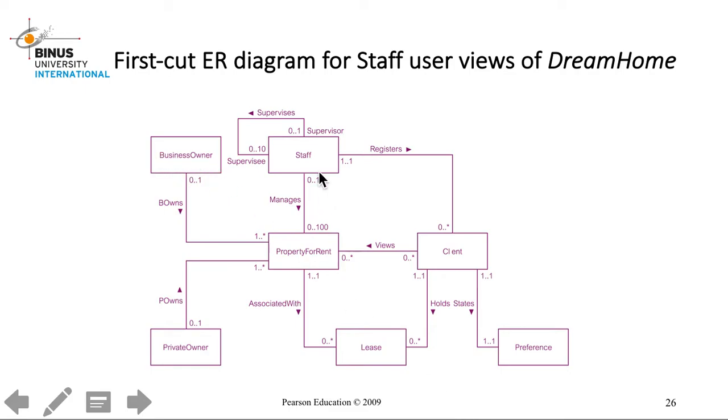So we plot every single entity that we found in the dictionary, and then we try to relate them to each other. We draw the relationships between entities, and we give them names, like staff manage property for rent, and staff can register client.